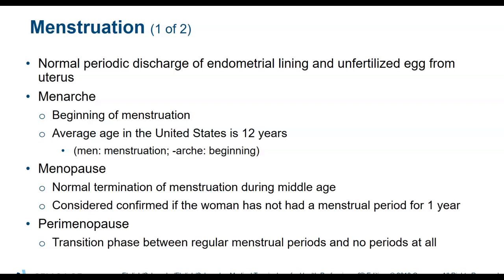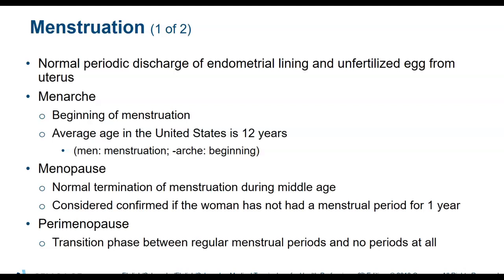So menarche is actually the first beginning of menstruation ever, their first period ever. The average age is about 12 years old in the United States. Now, you will see some younger girls have a period, and some will not have their first period until they're older. Everybody is different, so you may see that at different ages.